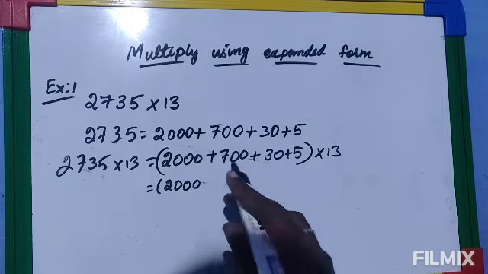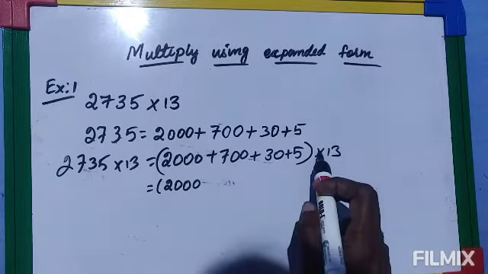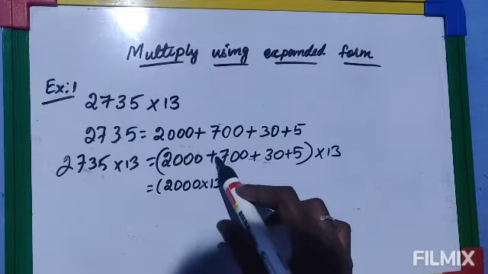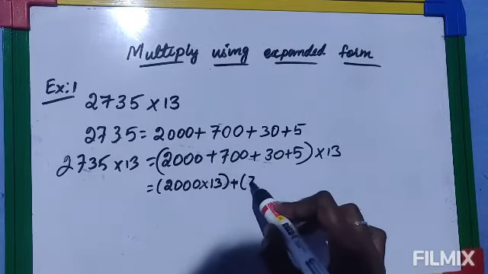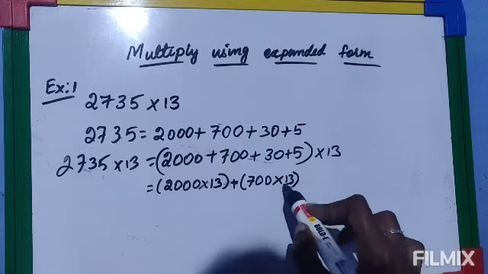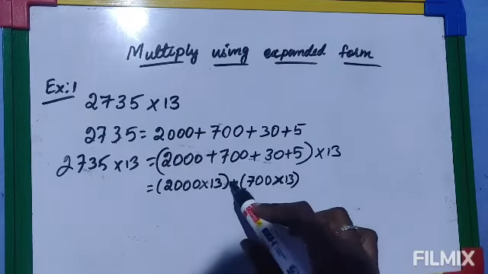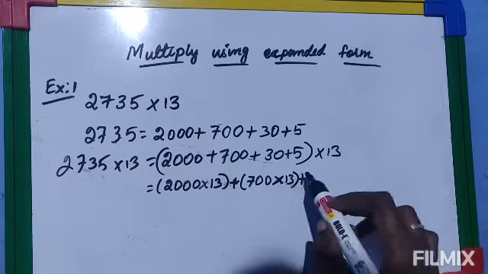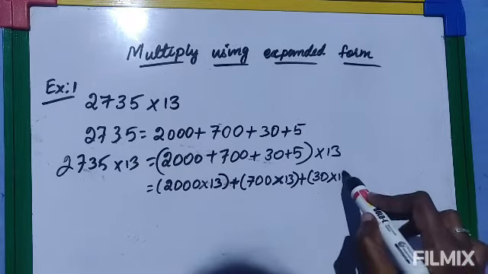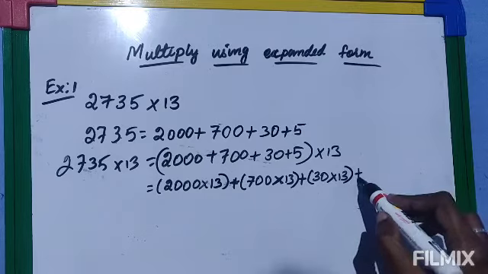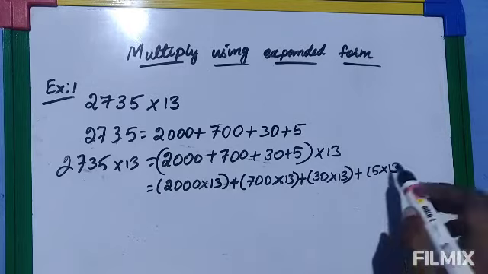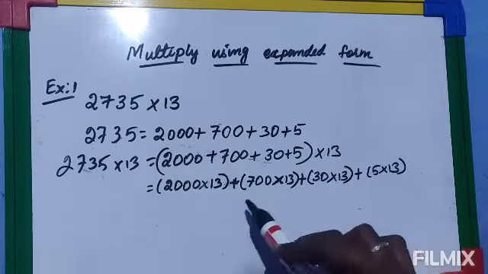Each one you are distributing, so each one separately you write in a bracket. Distributing means you are multiplying. So 13, then this plus symbol comes, again a bracket. Now we are distributing to 700, so 13 distributed to 700. Inside the bracket multiply, outside the bracket it is plus. Now we distribute to 30, so 30 into 13, again plus. Next we are distributing to 5, 5 into 13. This is the distributive property we are using.